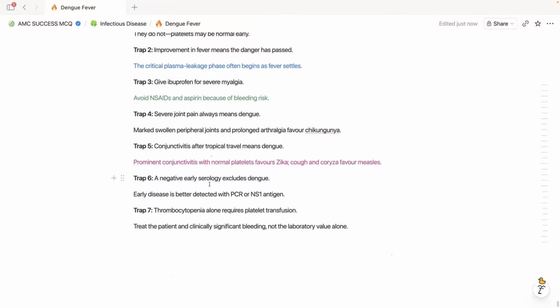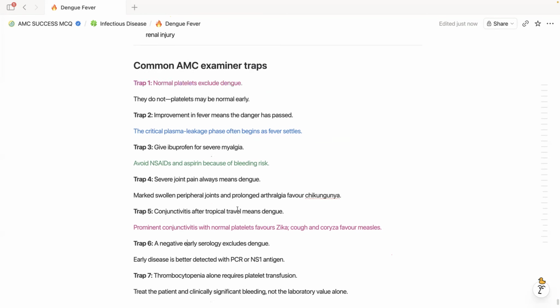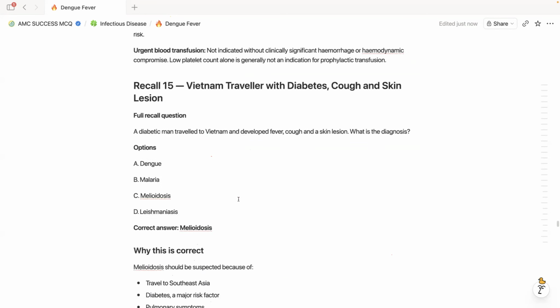And a negative early serology excludes dengue. Early disease is better detected with PCR and NS1 antigen. Thrombocytopenia alone requires platelet transfusion. This is also a trap. Treat the patient with clinically significant bleeding, not the laboratory value alone. So now let's do some recall.